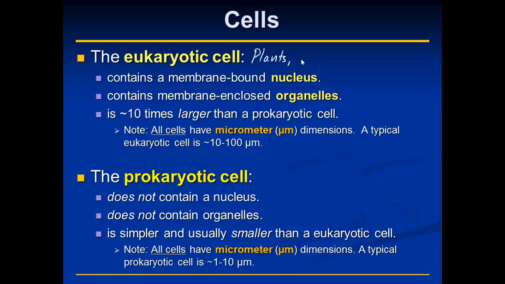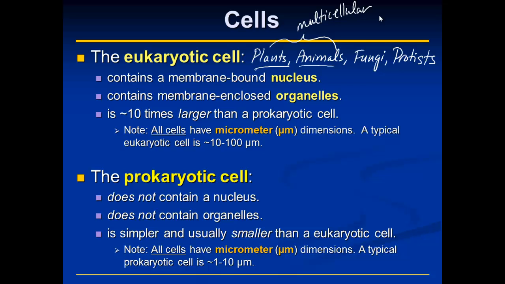So plants, animals, fungi, and protists are all built from eukaryotic cells. Plants and animals are all multicellular. So many eukaryotic cells make an individual organism. Fungi and protists vary. So some fungi are unicellular, some are multicellular. Most protists are unicellular. But there are some that are multicellular as well. Regardless, if you look at a single cell, you're going to see this basic type.